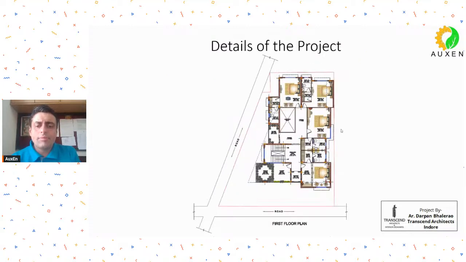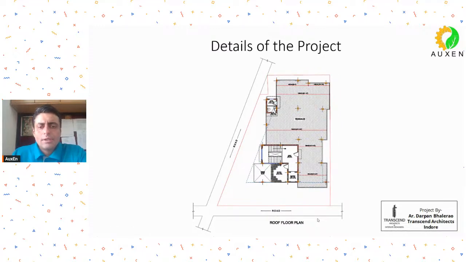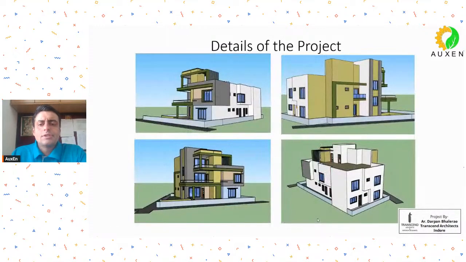This is the detail of the project that I have already shown, and you can see the ground floor plan. This is the first floor plan. This is the roof level plan. This was the SketchUp model that I just showed to you. Various perspective angles of the SketchUp model.